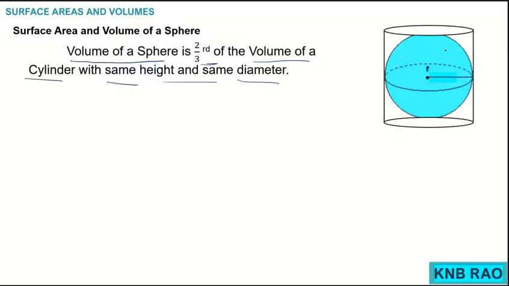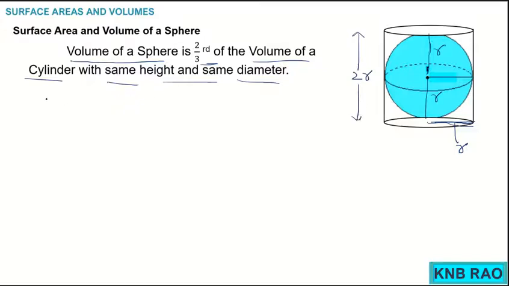Here you have a cylinder with the same base radius r and with the same height as the sphere. From here to here the sphere's radius is r, and from here to here the sphere's radius is r, therefore the height of this cylinder is 2 times r. That means the diameter of the sphere acts as the height.